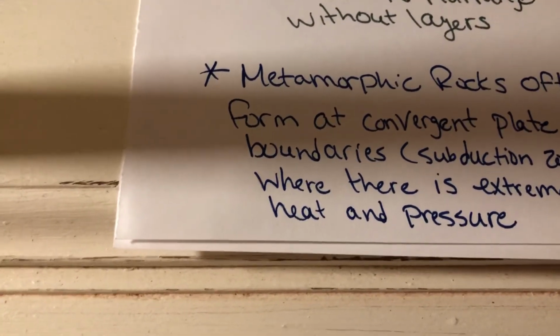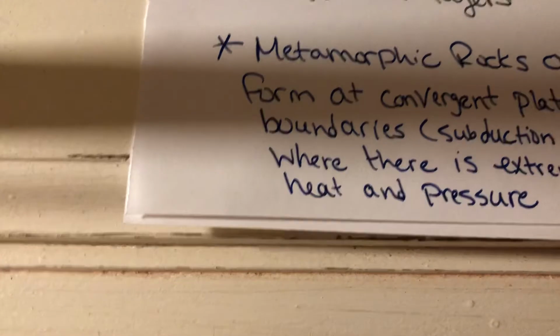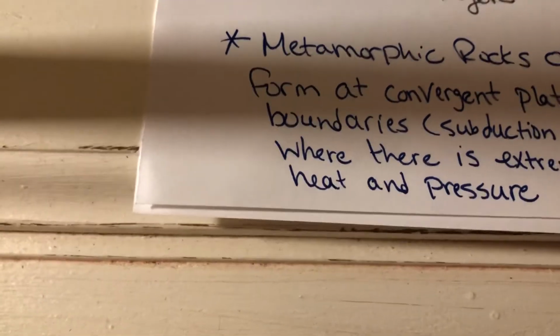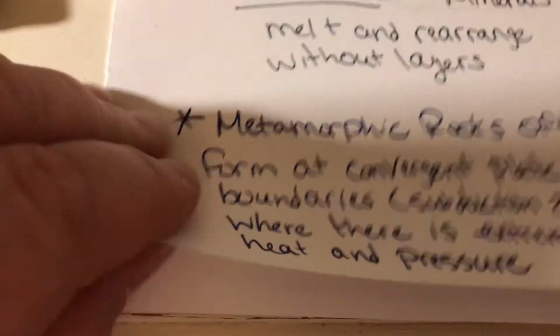Now, if there's even more heat and pressure, that rock can totally melt into magma. But metamorphic rocks are rocks where the minerals have melted and rearranged, but they don't totally melt to form magma.